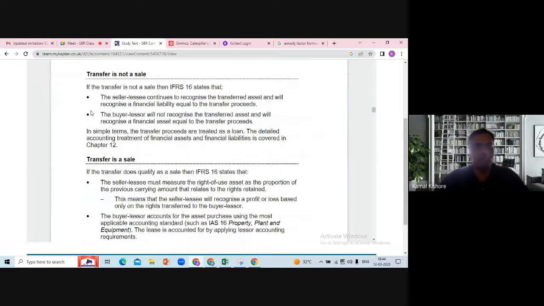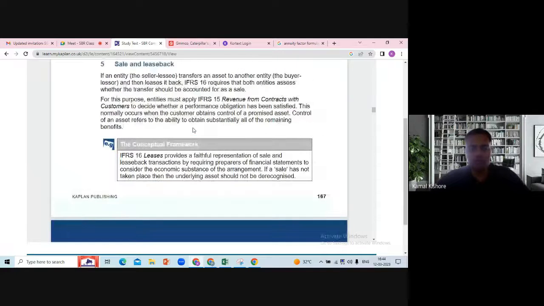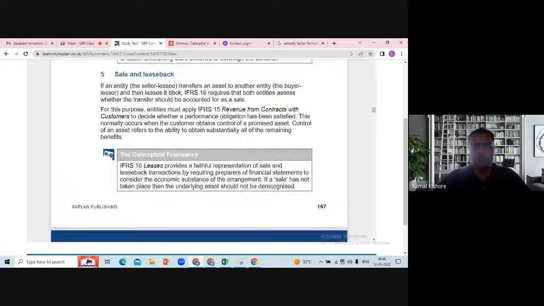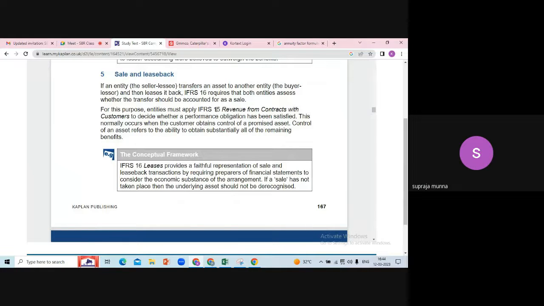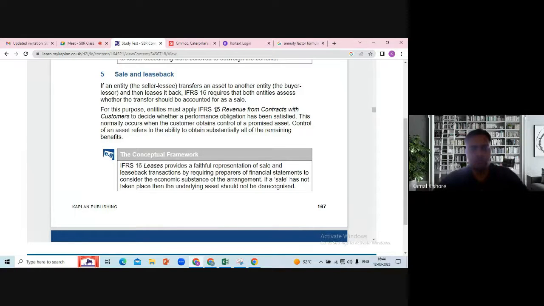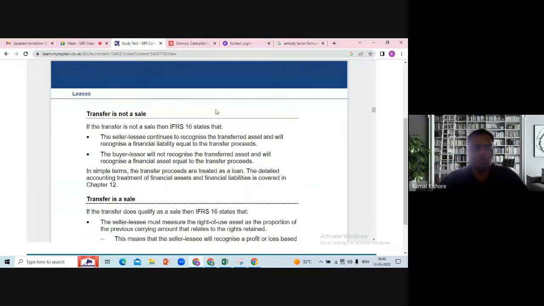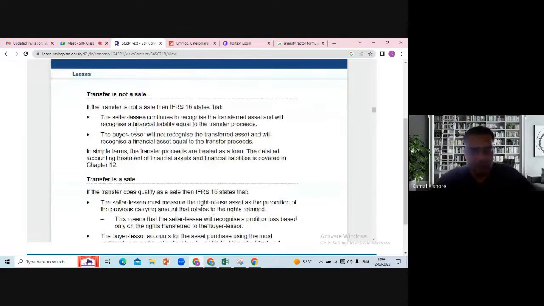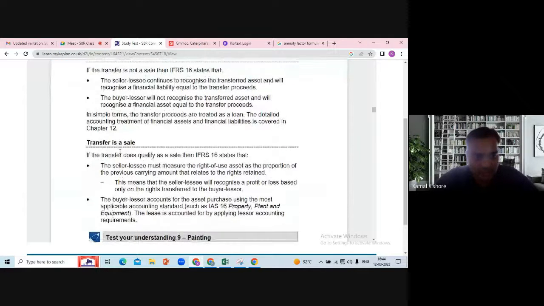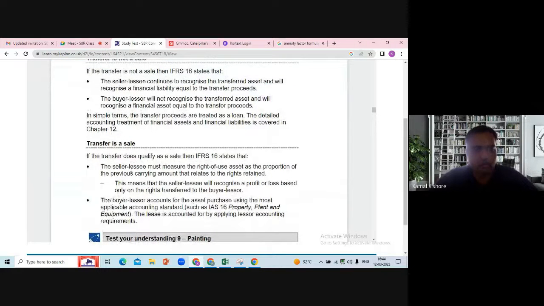So you see, look at this. When is the transfer? Basically, we are talking about an entity that transfers an asset to another entity, then leases it back. Should it be shown as a sale or should it not be shown as a sale? So they're telling, let's read this first. Transfer is a sale.